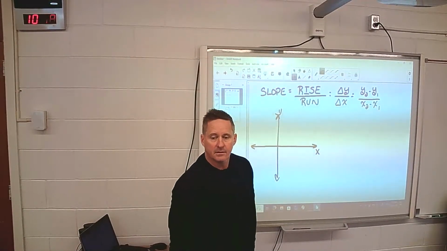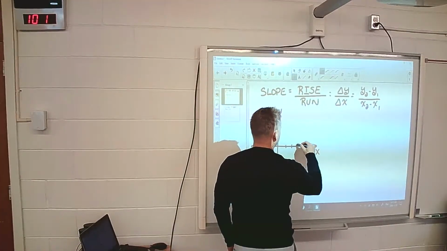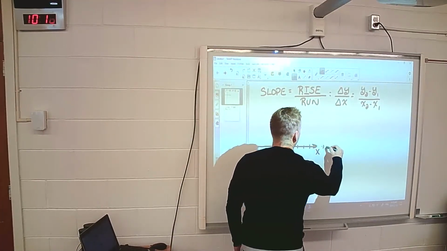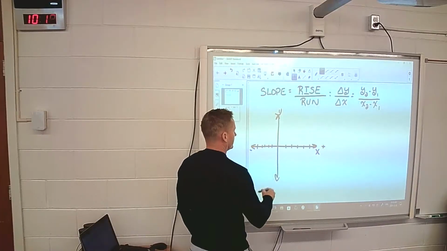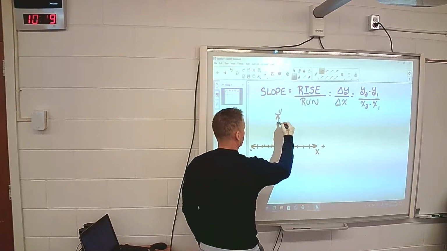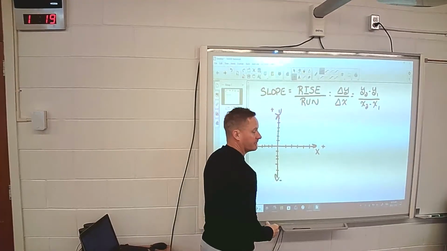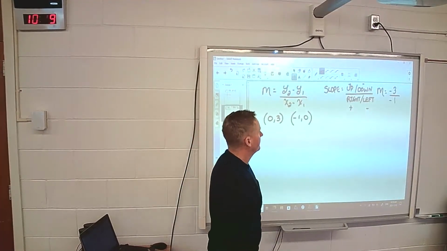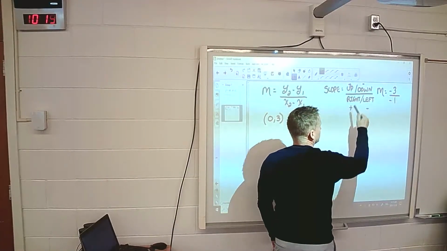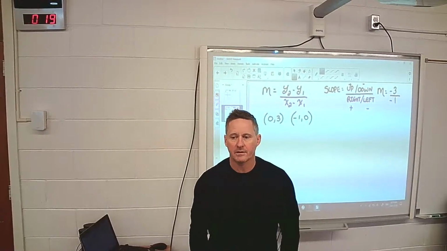Looking at this, where's my positives and negatives? Well, all of these values right here are positive. All these values over here are negative. Up here, positive. Down here, negative. Right? So when I'm looking at the slope, if it's up, it's positive. If it's down, it's negative. If it's right, it's positive. If it's left, it's negative.